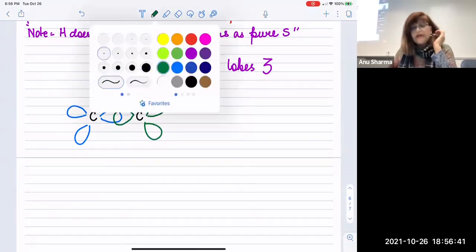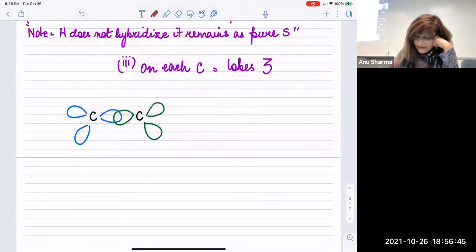Okay, so three lobes you put. These three lobes, now that means that this is one electron of carbon here, another electron of carbon here, another one here, another one here, and these two bringing here. So that is your sigma bond already formed.